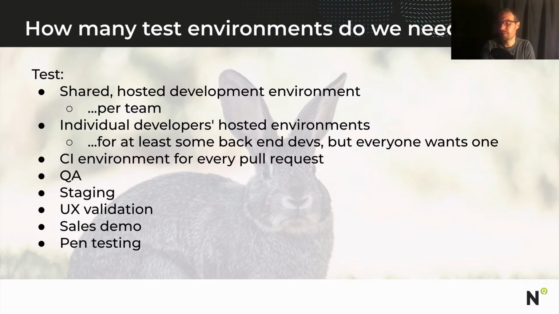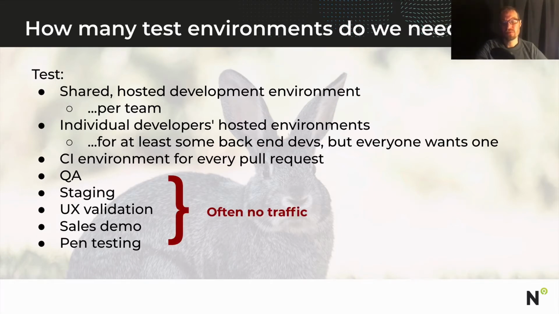We have CI environments. We create a new CI environment for every single pull request if we want. At least one QA environment. In my last shop, we had 3 going on 4. A staging environment. A UX validation, so our designer, our product team can get in there and look at stuff early on in the development process. We have a sales demo environment. Technically, that's probably production. Separate pen testing environments, sometimes multiples in parallel if you have both customers and internal testers going after them at the same time. It really is getting to be too much.